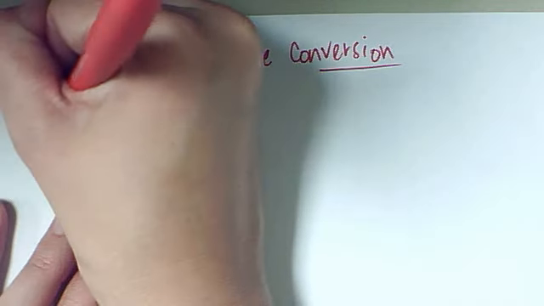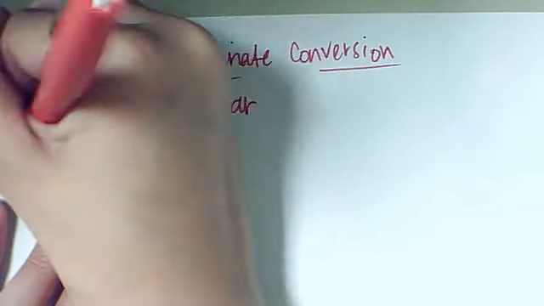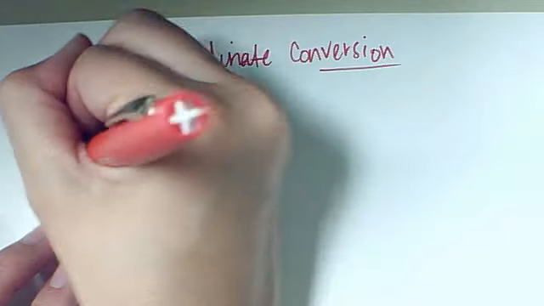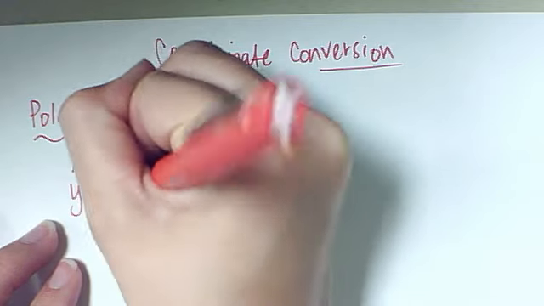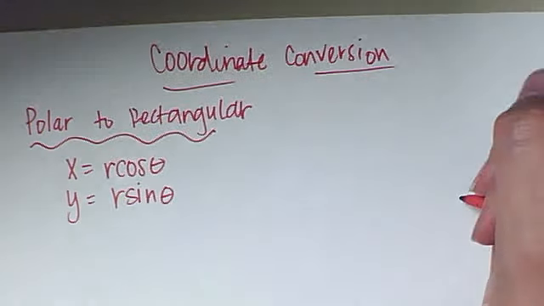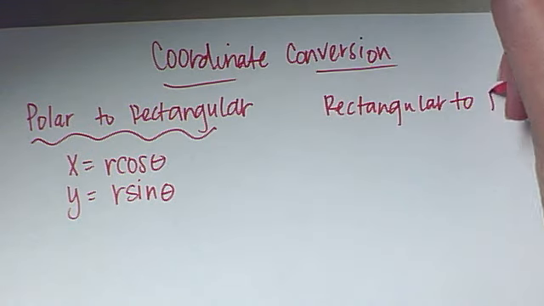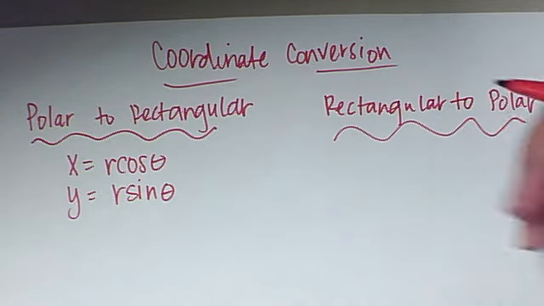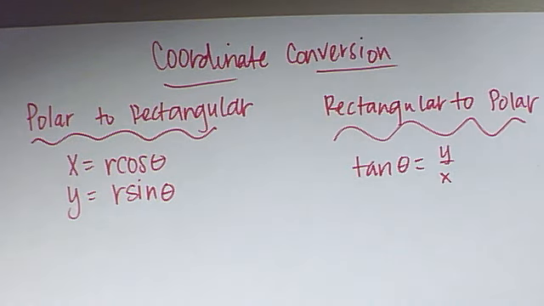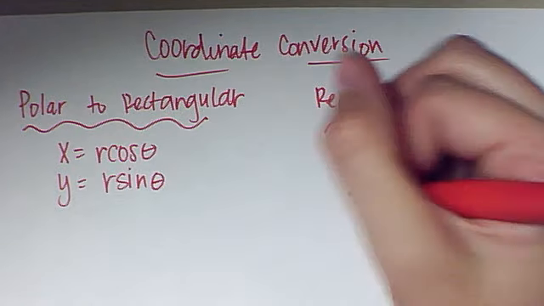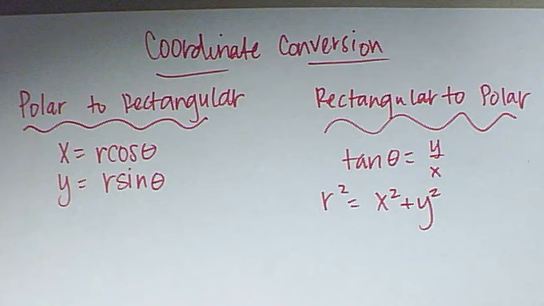Let's say we want to go from polar to rectangular. We're going to start by doing x equals r times the cosine of theta, and y is equal to r times the sine of theta. If I want to go from rectangular to polar, then I'm going to do the tangent of theta is y over x, and that is a relationship you should already be familiar with from our unit circle days. And then r squared equals x squared plus y squared. Another formula you should be familiar with from our circle days.